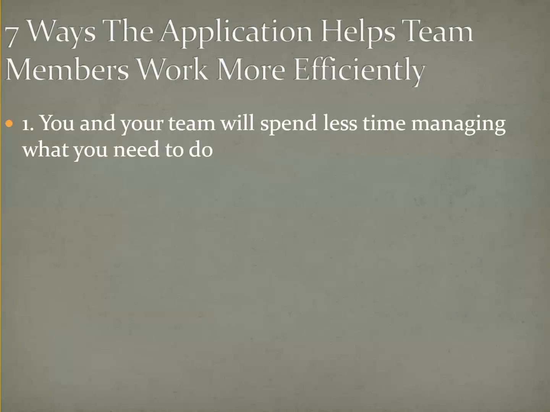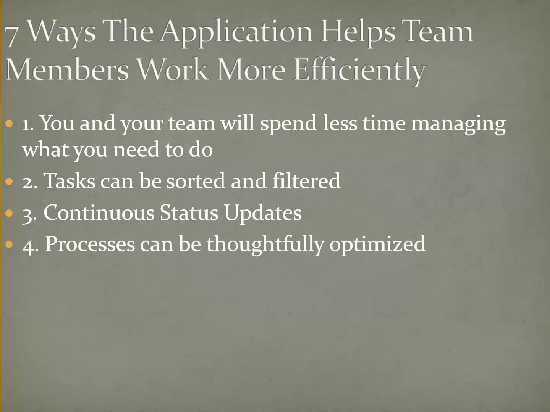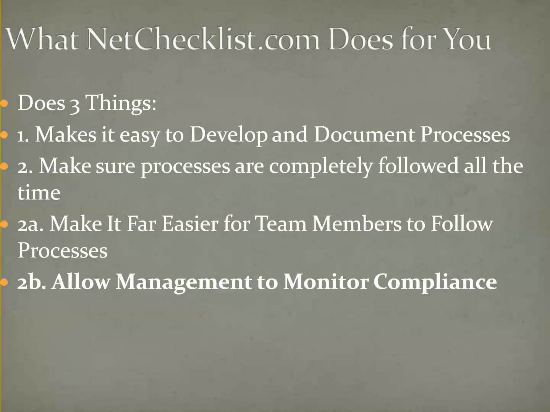So again, 7 ways that helps your teams work more efficiently. You and your team will spend less time managing what you need to do. Tasks can be sorted and filtered. Continuous status updates. Processes can be thoughtfully optimized. Large tasks can be broken down into smaller ones. Crisis situations can be prevented, and the psychological effects.